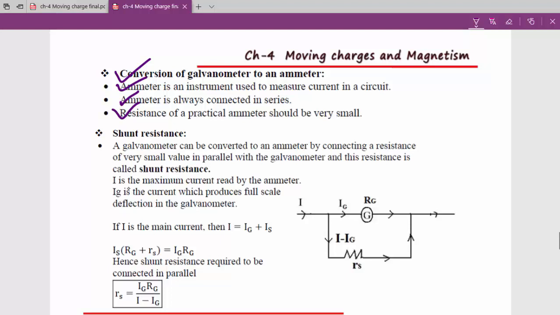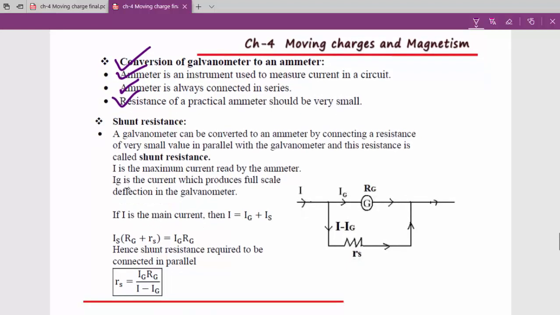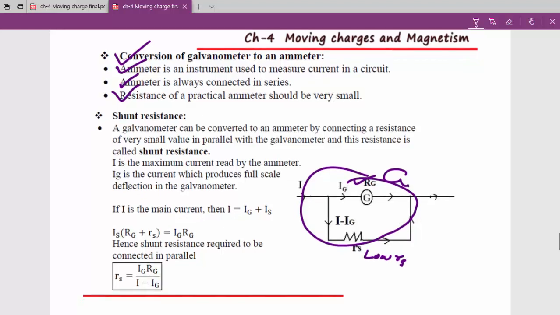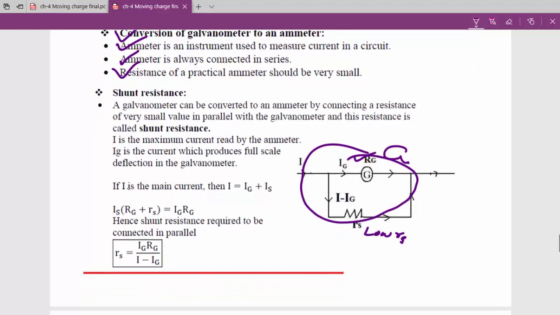See here, now how is the galvanometer converted to an ammeter? I am pointing here: a galvanometer connected in parallel with a low resistance R_S. If a galvanometer is connected in parallel with a low resistance, this entire combination acts as an ammeter. The low resistance connected in parallel is also called shunt resistance. Shunt resistance means the low resistance connected in parallel.